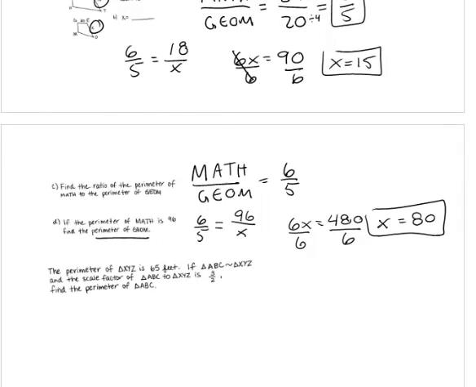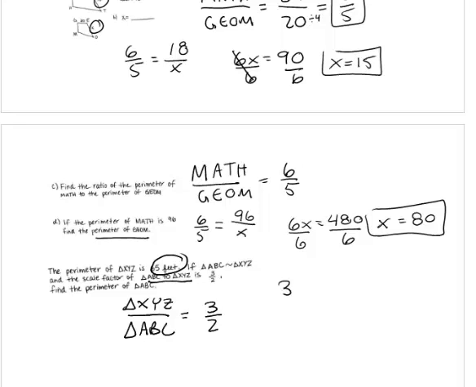It says the perimeter of triangle XYZ is 65 feet. If triangle ABC is similar to triangle XYZ and the scale factor from ABC to XYZ is 3 over 2, find the perimeter of ABC. Okay, when it says the scale factor from ABC to XYZ is 3 over 2, that means the ratio of the sides on triangle XYZ to the sides on triangle ABC is 3 over 2. Okay, that's my scale factor. If I wanted to go from a side on ABC to a side on XYZ, I'd have to multiply by 3 over 2. That's what I'm going to use to find the unknown perimeter.